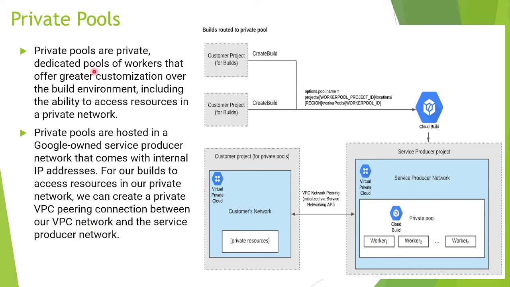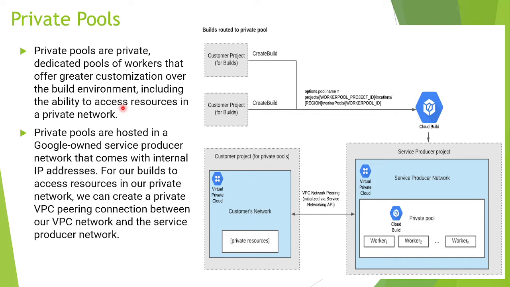After that, there are some private pools also. Suppose you don't want to use the shared pools of VMs which Cloud provides. There's some security issue, and you want your build always to be created in full security. No one can access your data, and you want your own VM. So we can create private pools for that. It is a private and dedicated pool of workers that provides greater customization for the build environment. And we can even access resources in a private environment.